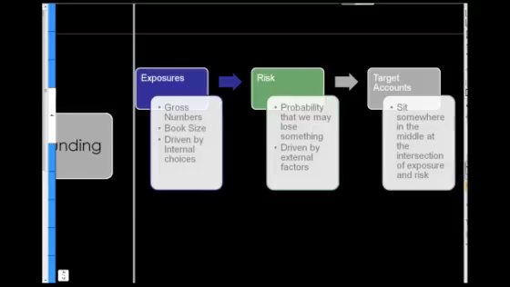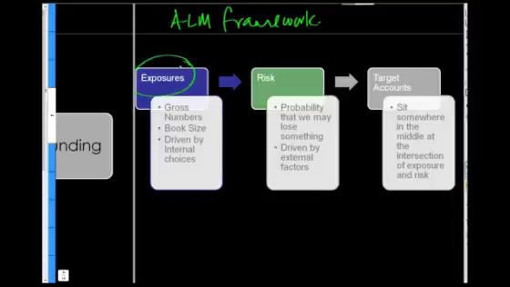Now, in terms of an ALM framework, there are three primary areas of interest. The first is what we call exposure. The second is what we call risk, and the third is what we call target accounts. And let's look at each of them one by one.